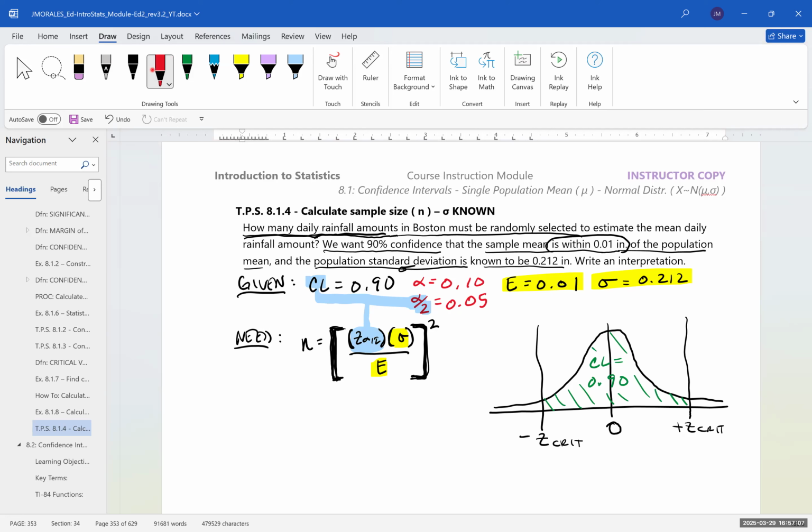The significance level divided by 2 is 0.05, and that's the area in this tail. And then the other tail is going to have an area of 0.05 as well. Okay, so what we need is an inverse distribution function in order to convert an area into a value, which is our critical value on the number line. Okay, so let's go ahead and do that.